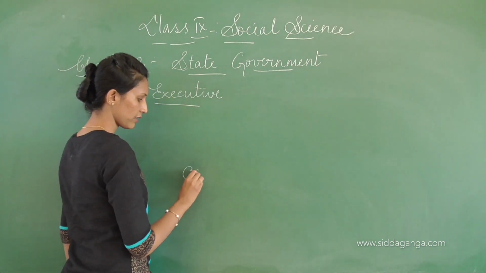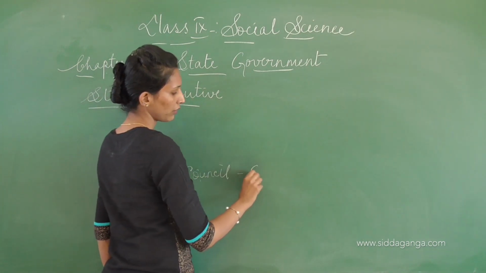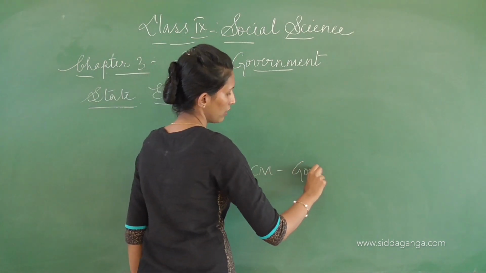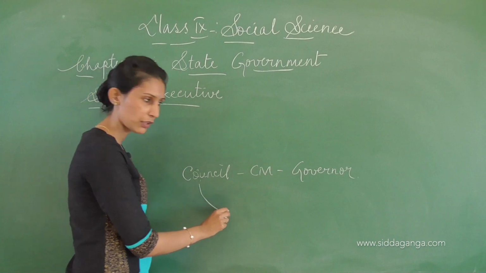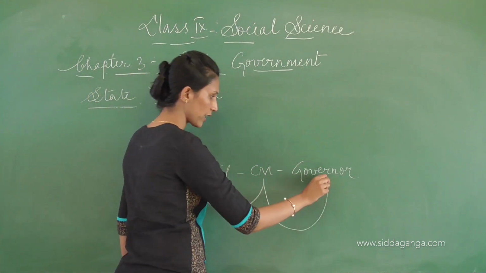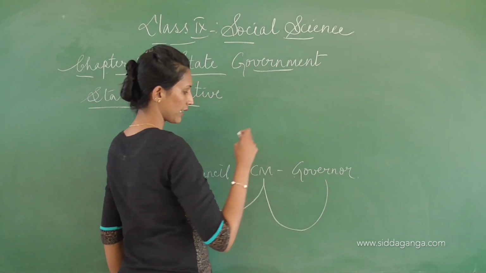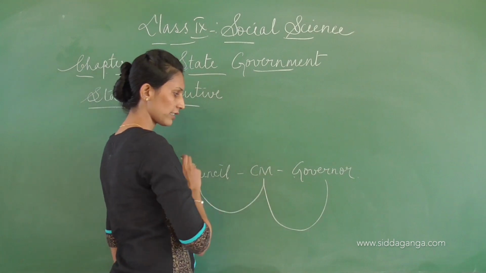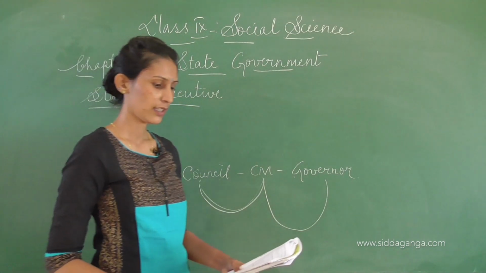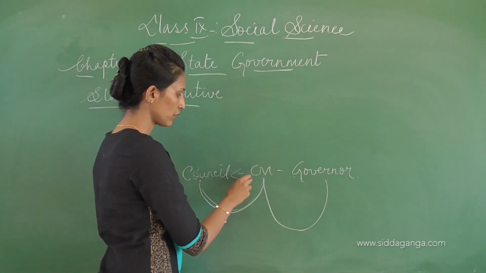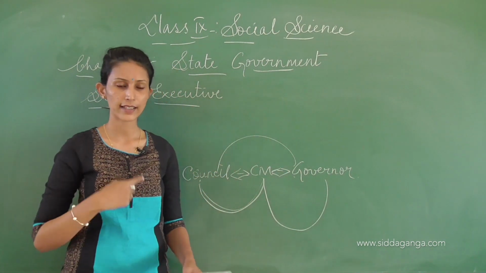Now, Council of Ministers, I will write Council, the Chief Minister and the Governor. The Council of Ministers are accountable to the Chief Minister. The Chief Minister is accountable to the Governor because he has to tell certain things to the Governor. The Council of Ministers have to tell certain things to the Chief Minister. The Chief Minister is supervising the Council of Ministers, isn't it? So, he is a link between the Governor and the Council of Ministers. He acts as a link.